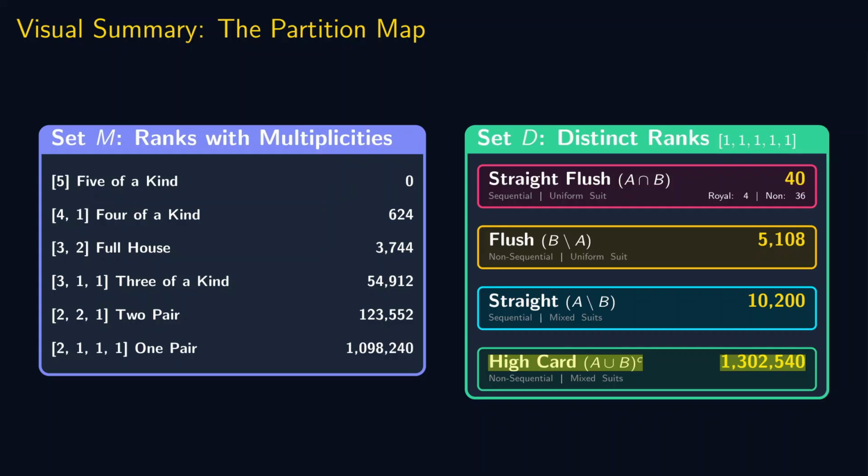Every single hand in a standard deck of 52 cards falls into exactly one of these categories. No hand is counted twice. No hand is left out. The categories are exhaustive and mutually exclusive. A perfect mathematical partition of the entire space of 5-card hands.